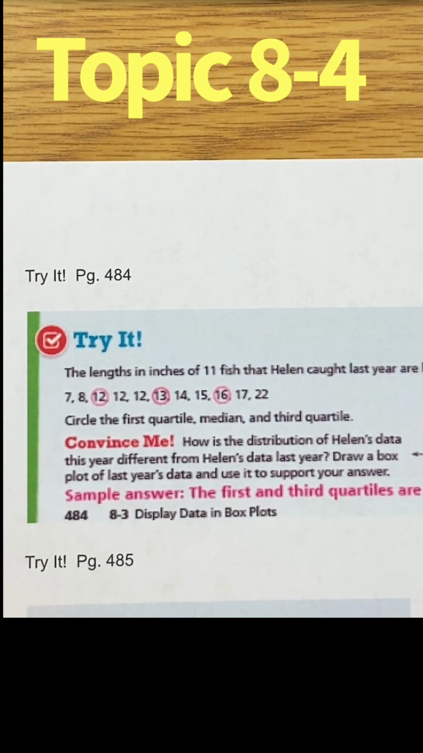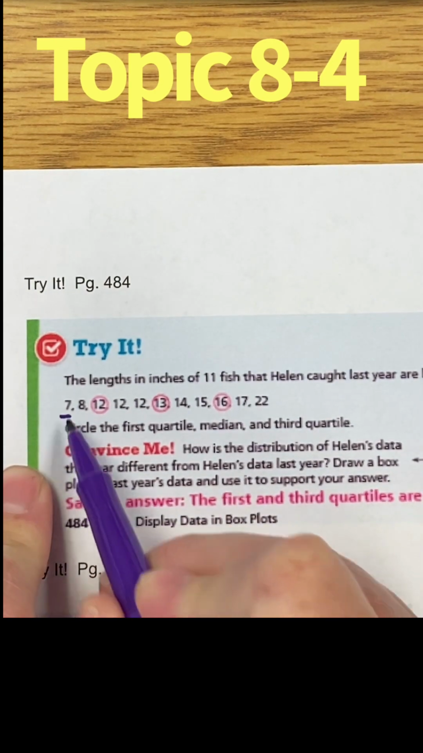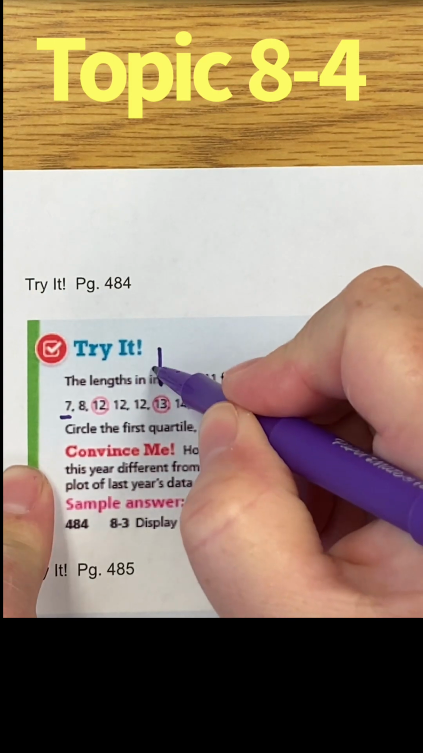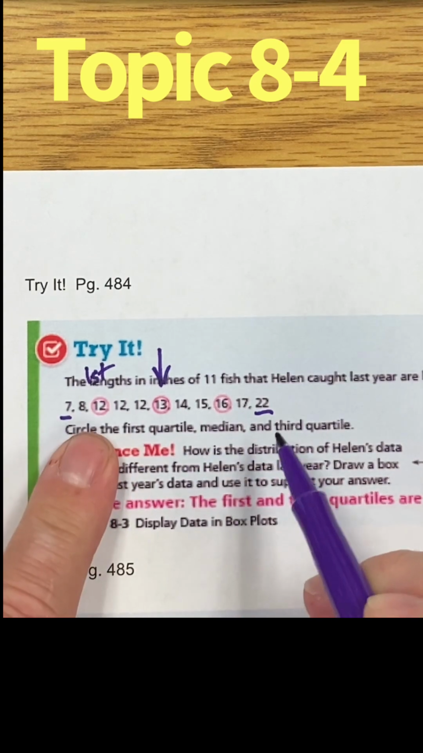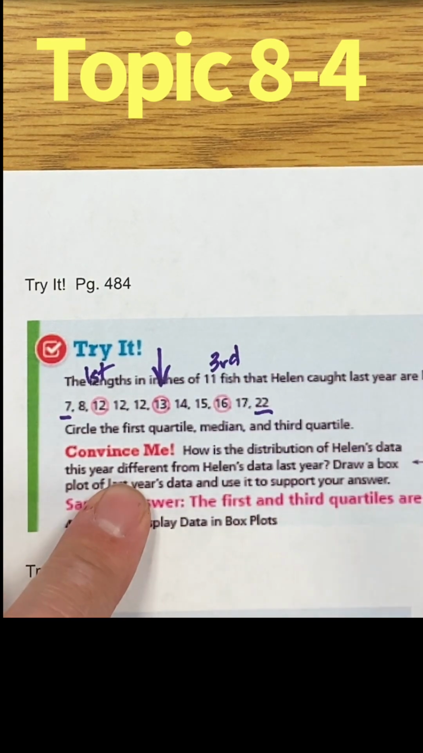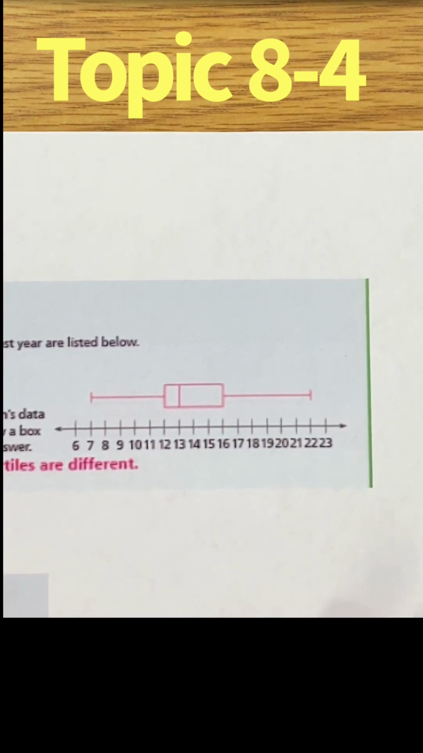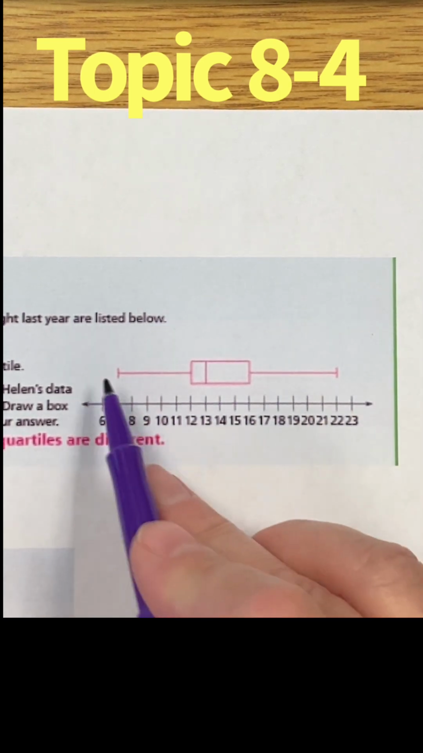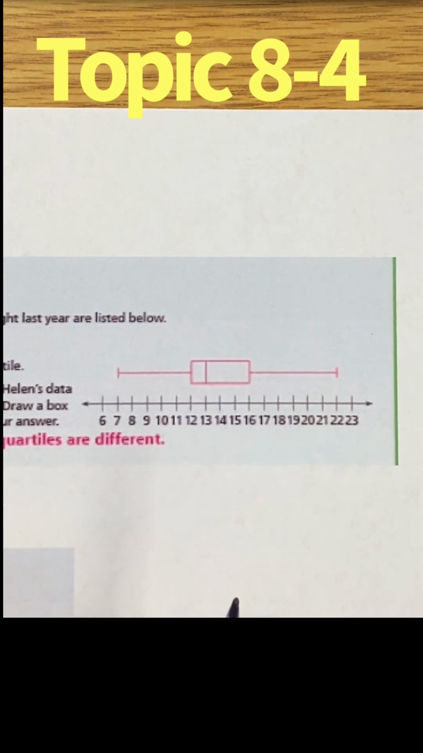Okay, hopefully you have your box and whisker in there. So let's just kind of talk through it. Our minimum is going to be 7. Our maximum is 22. Our median is 13. And then our first quartile is 12. And our third quartile is 16. So if you plotted on the number line, it should look like this. Okay, long whiskers, and your median is closer to the first quartile.